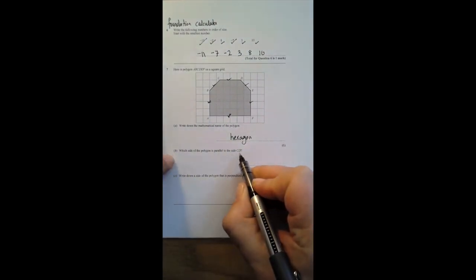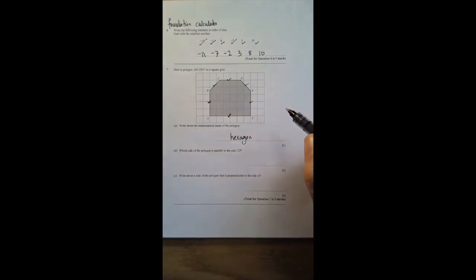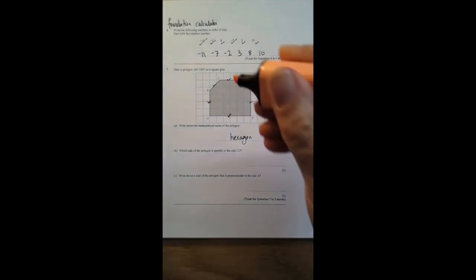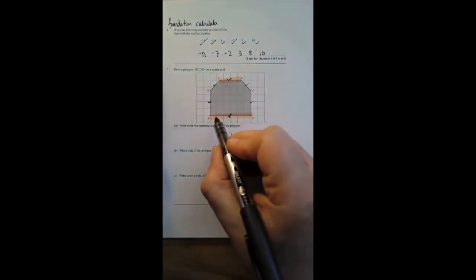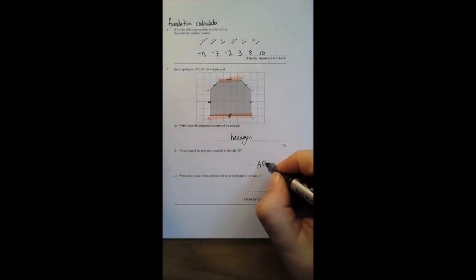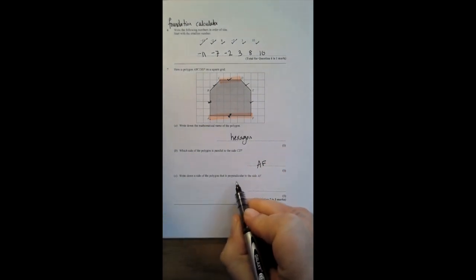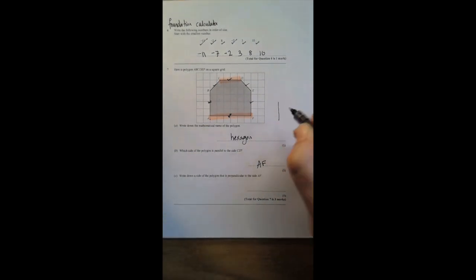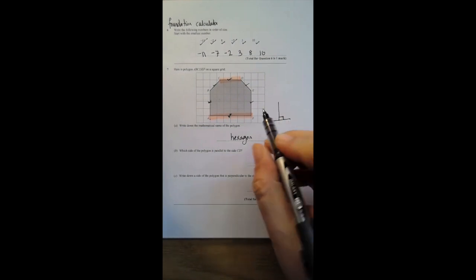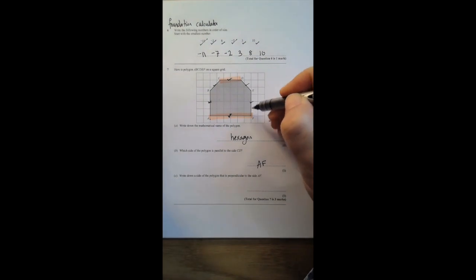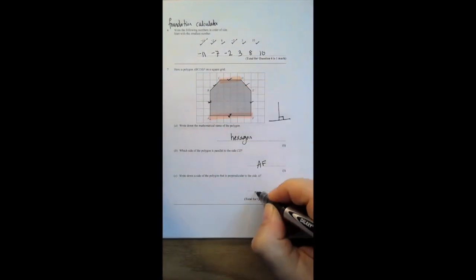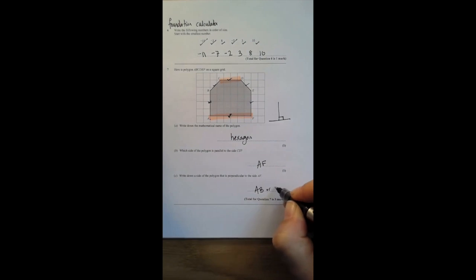Which side of the polygon is parallel to the side CD? The side CD is this one, and this one is parallel. AF. Write down the side of the polygon that is perpendicular. Perpendicular means the sides are like this. AF this time, and we can either have EF or AB. But only put one of them on your actual answer.